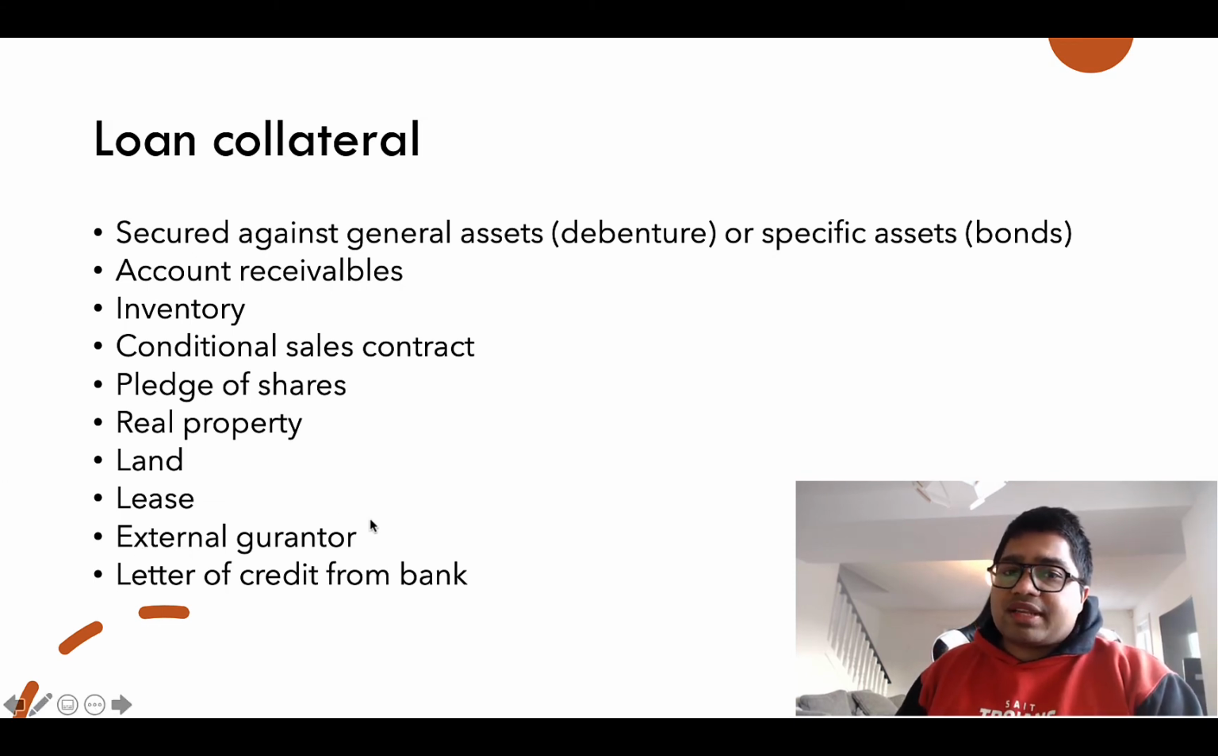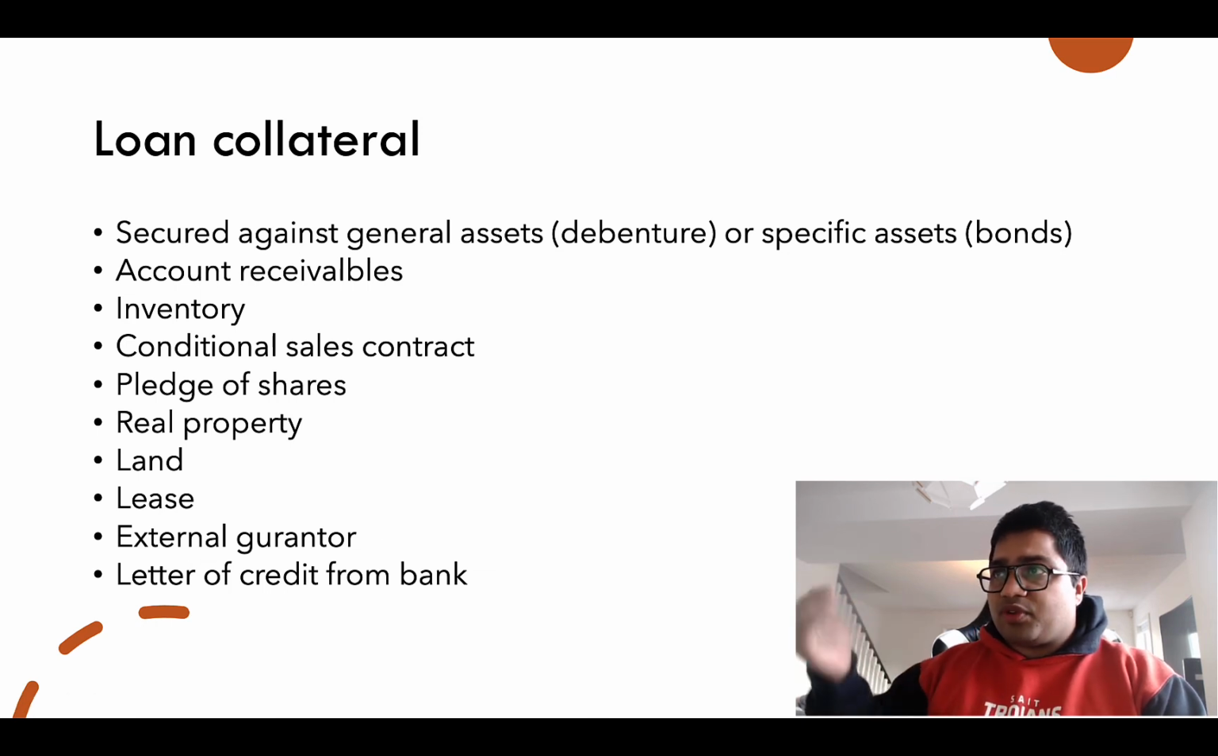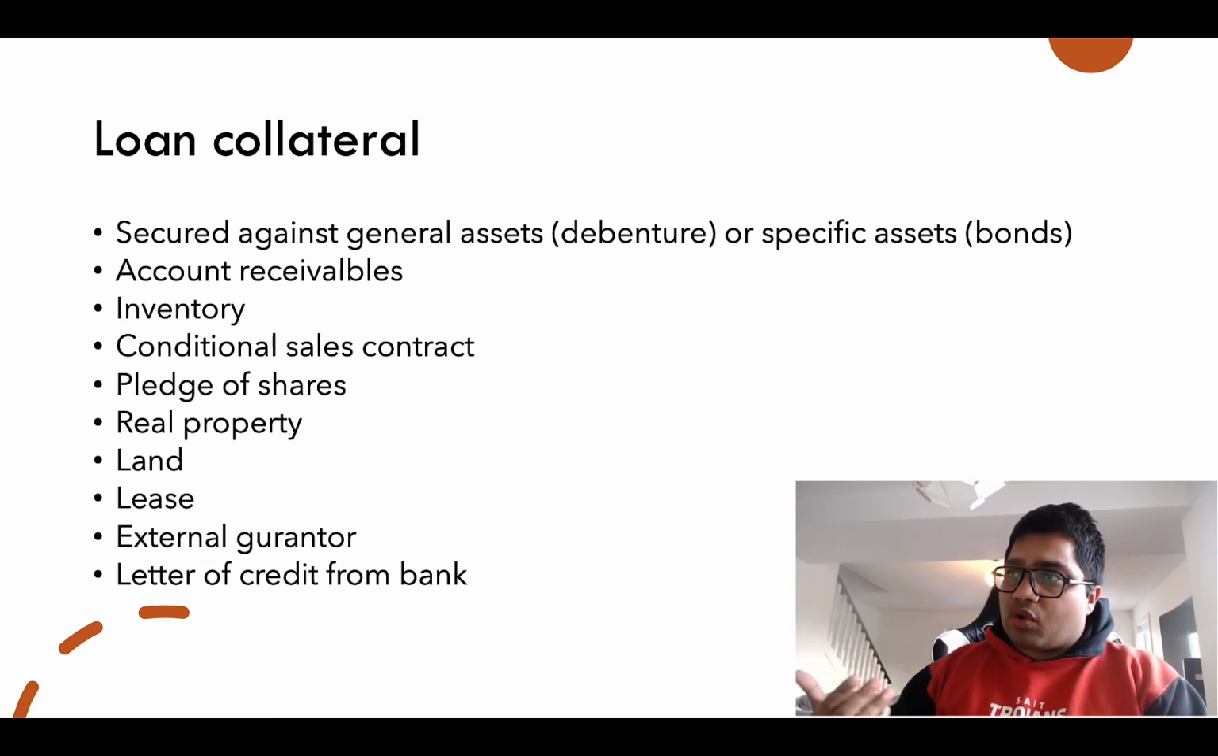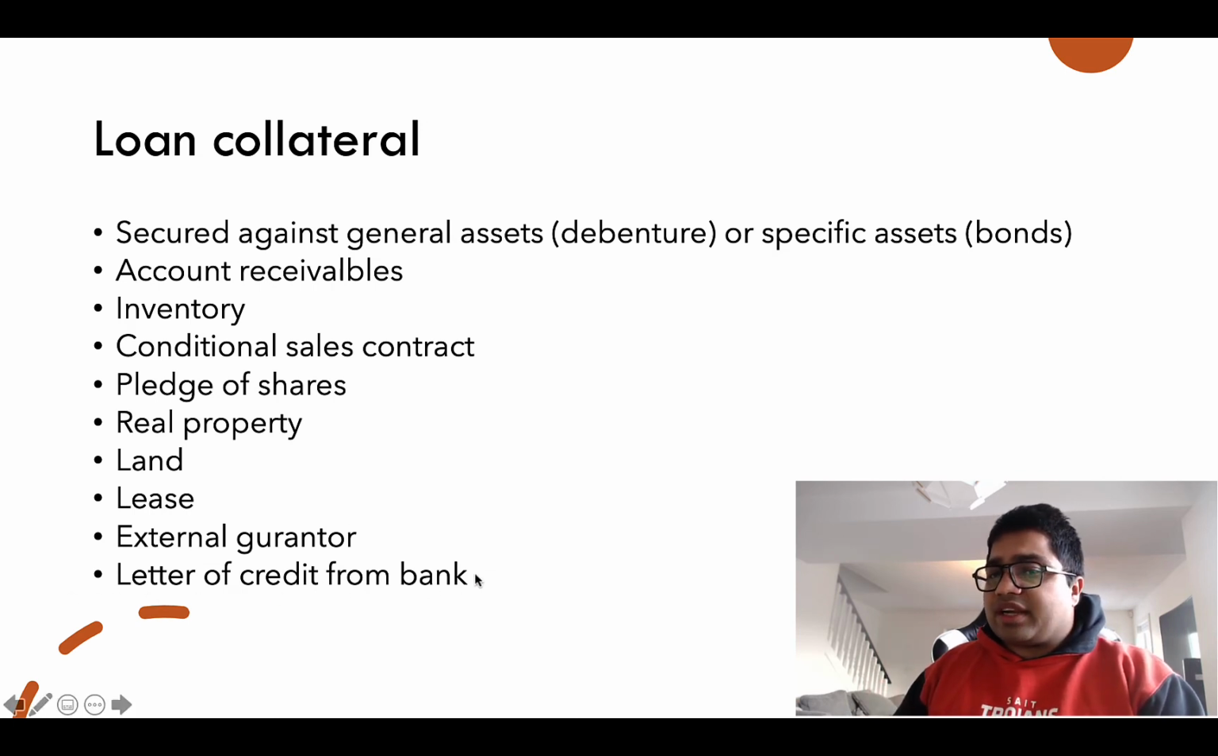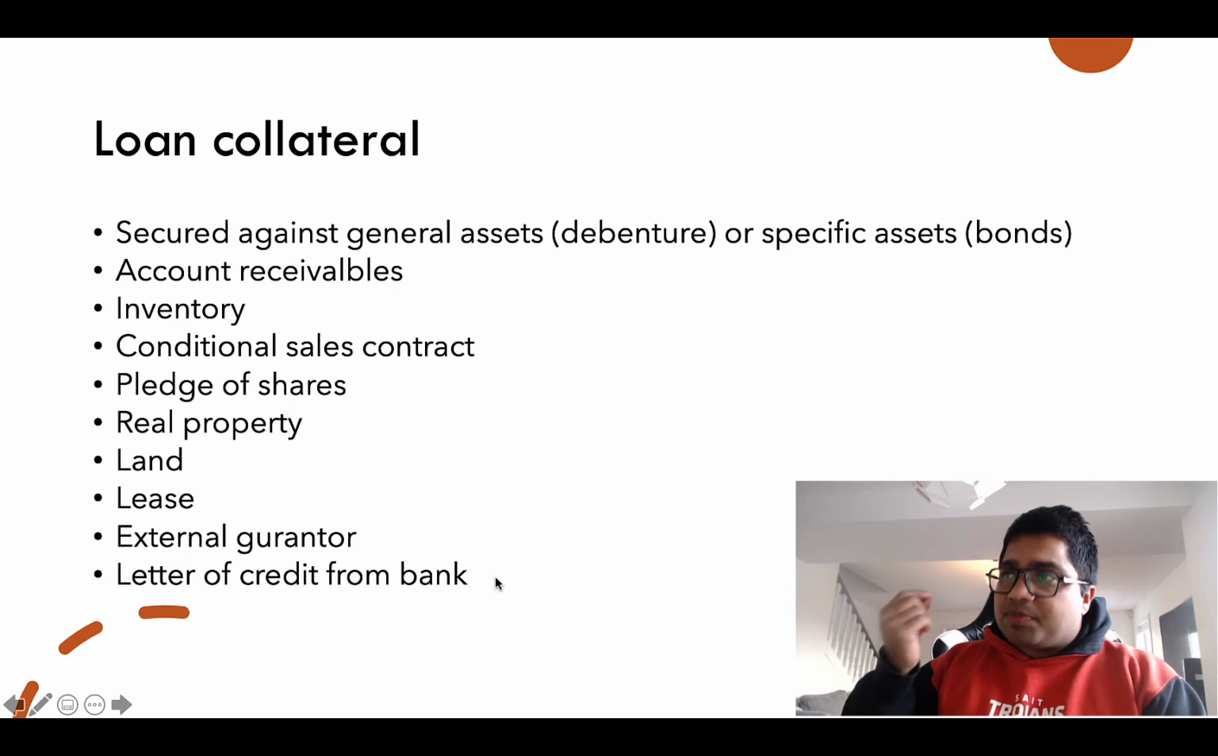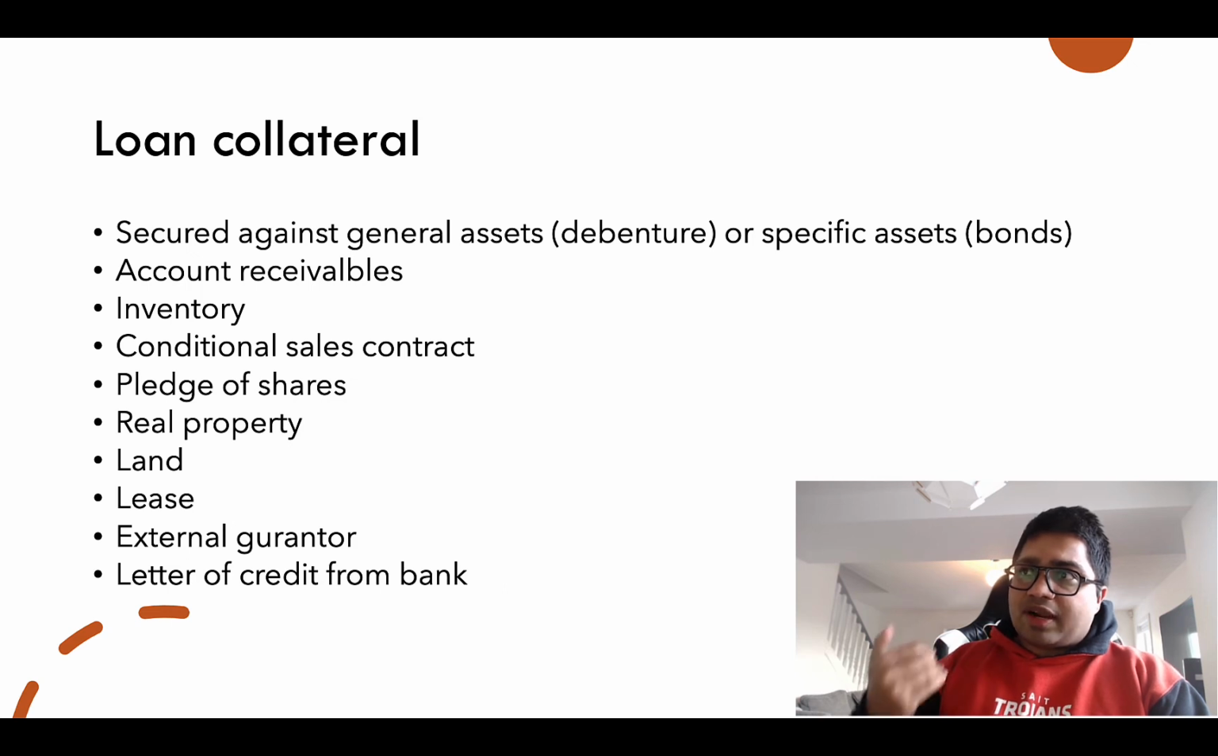You can use an external guarantor for borrowing money. Maybe your friend guarantees your loan and you can borrow like that. Or you can take a letter of credit from a bank in which the bank becomes the guarantor. If you're a very loyal customer of a bank, banks generally provide you letters of credit. That letter of credit you can use to borrow from any entity.